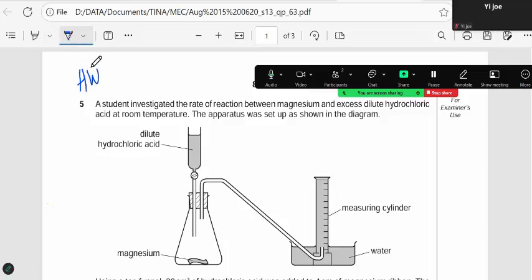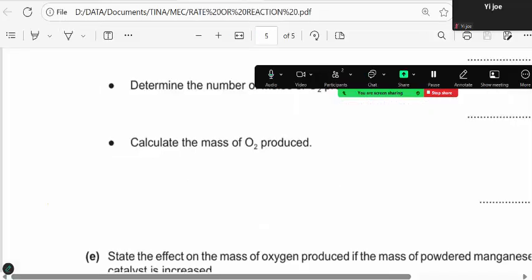Okay, what is the difference? You done already, so you got no homework. What is the difference? This one is using a measuring cylinder rather than a gas syringe. So when the gas is here, it will push down the water so you can still measure the volume. Okay, can? All right, so we're going to continue with rates.